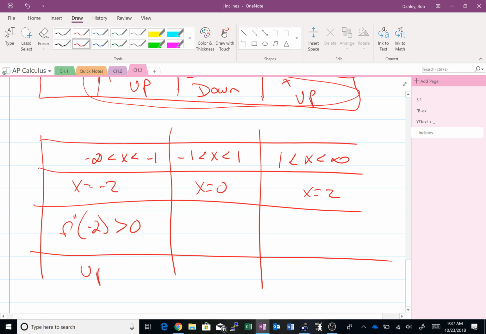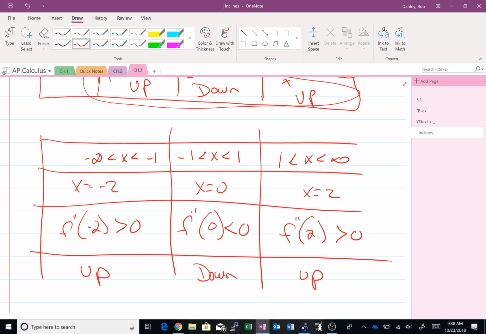Concave up. Okay? If I do f double prime of this test value and I find that it's less than 0, that is down. And then if I do f double prime of 2, and I know that's greater than 0, that's up. Okay? Now we're taking this slow, okay, guys? We're leading into a lot of stuff coming up, but I don't want to just run at 100 miles an hour.